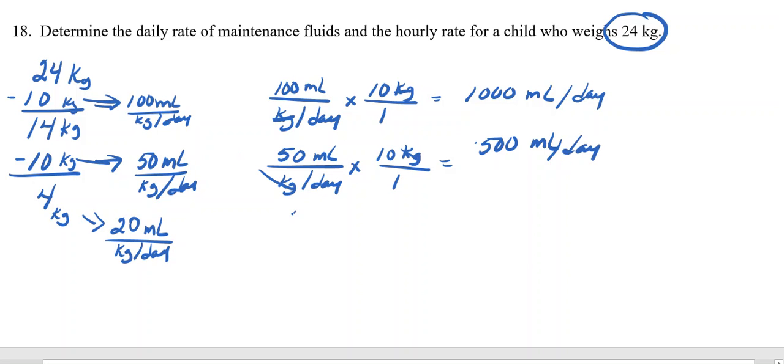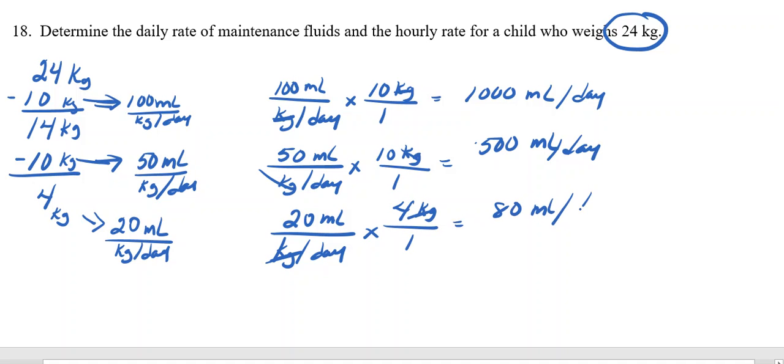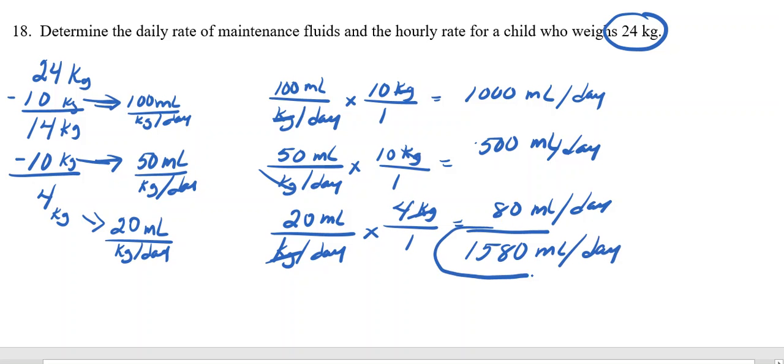Okay, now she weighs more than 20, so we're doing 20 milliliters per kilogram per day, and she weighs 4 kilograms more than 20, so I'm going to multiply that by 4 kilograms. So the kilograms cancel, and that gives me 80 milliliters per day. So when I add those together, 1,000 plus 500 is 1,500 plus 80 is 1,580 milliliters per day is her maintenance fluid. That's all she's allowed in one day.